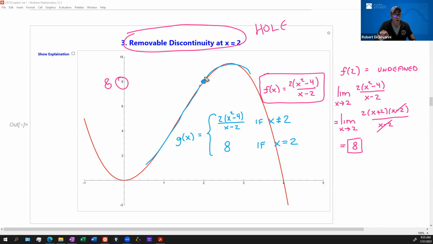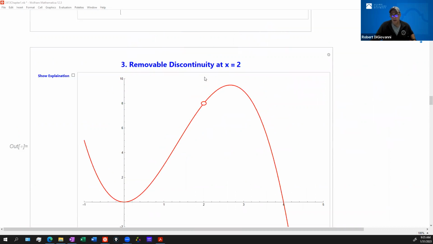So anytime you have a hole in a function, you can always remove it by defining a new function where you fill that hole in with whatever you need to fill it in with to make it nice and smooth, where you don't have to pick up your pencil. Now, if you're still a little unclear on that, that's okay. Let me have you look at this.